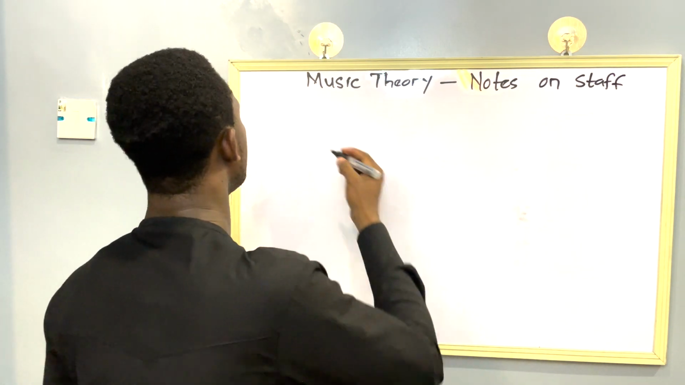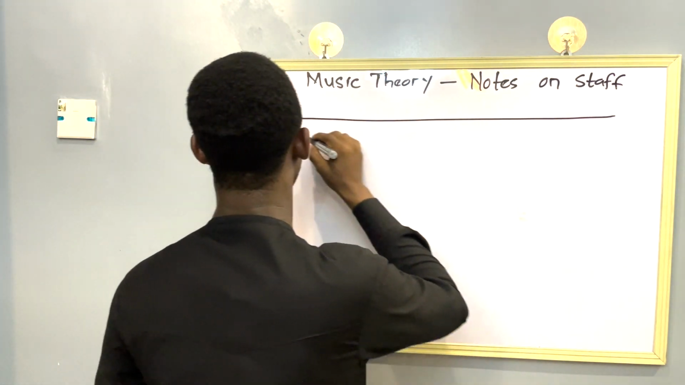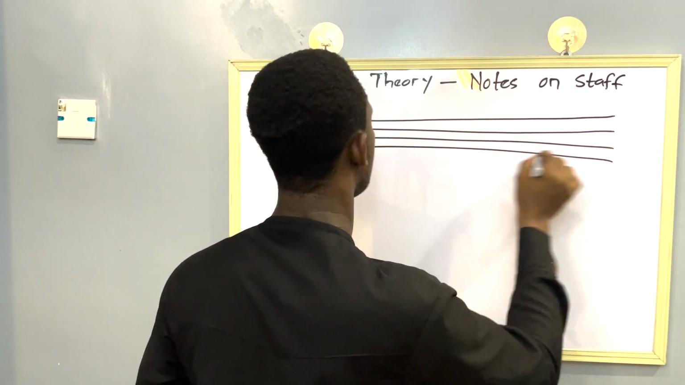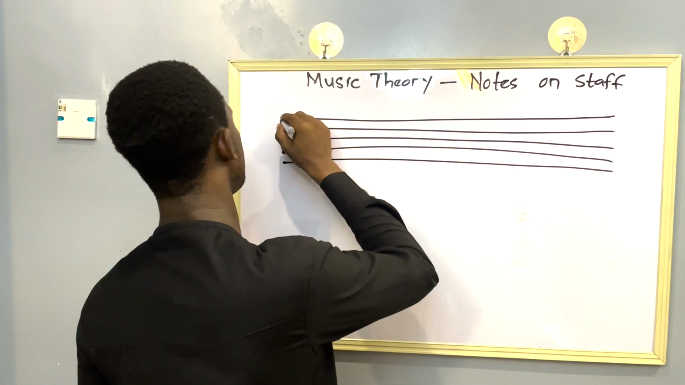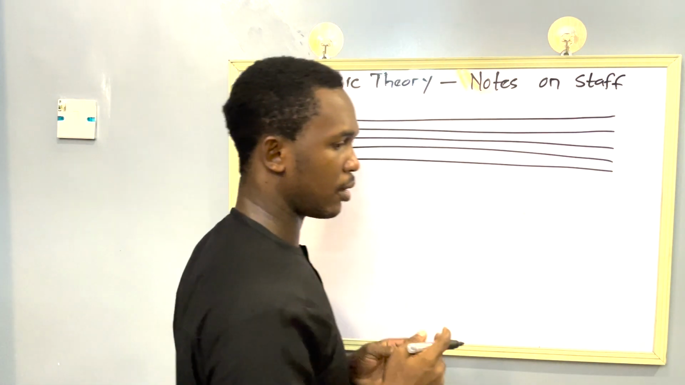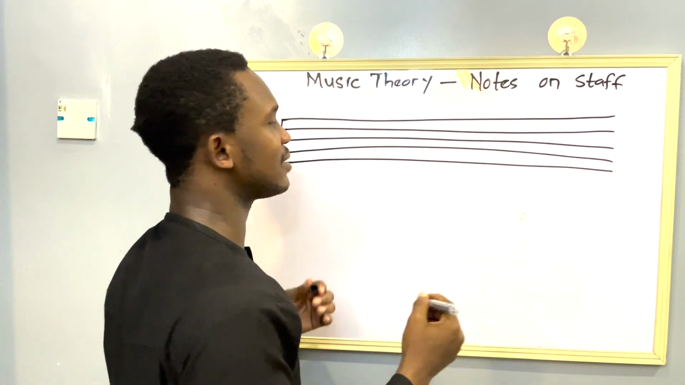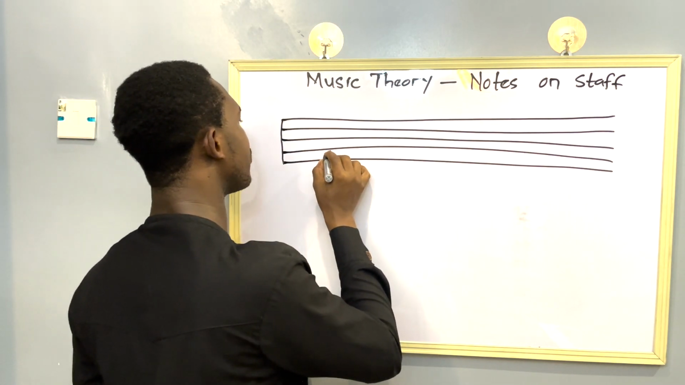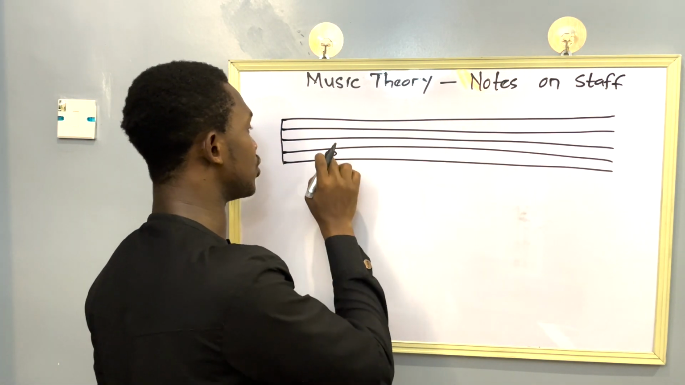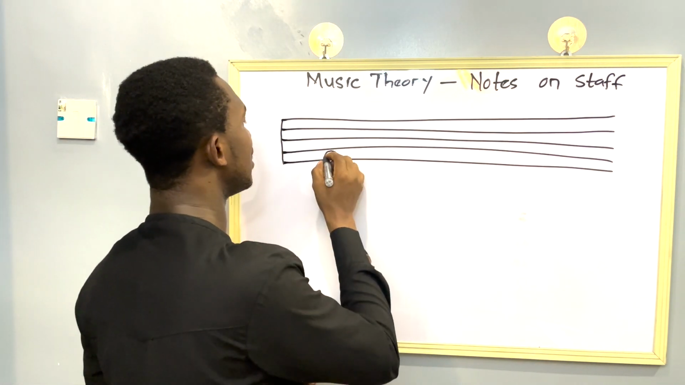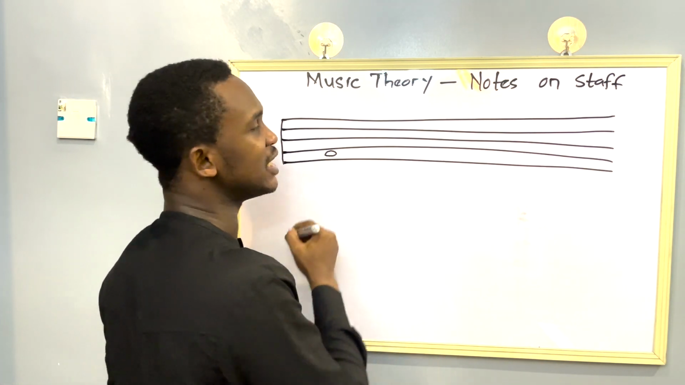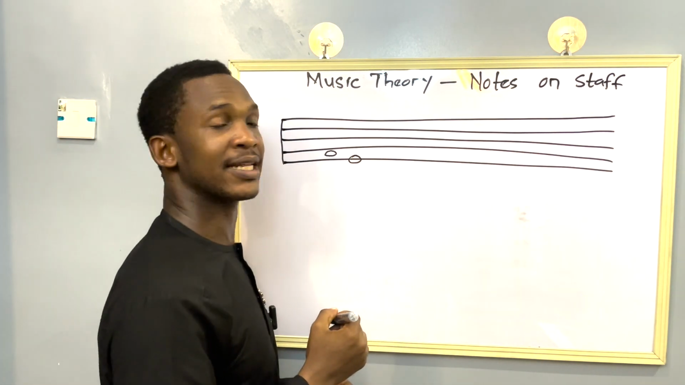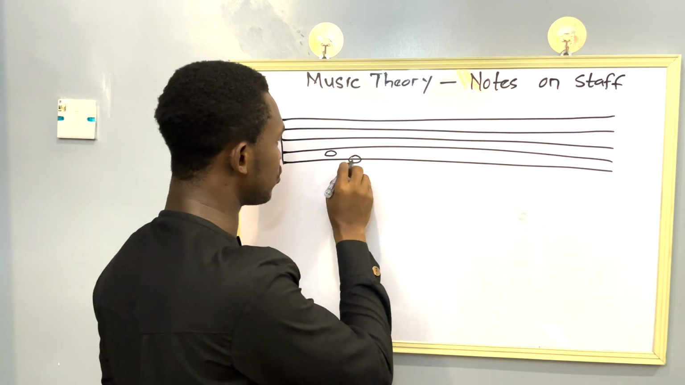So let me first of all draw a staff. Five lines, four spaces. Okay, so with this, let's say we want to put a semibreve on this line. When you are drawing a semibreve, you have to make sure that first it is oval, and second, if it is a space note, it must be within the space. Now, if it is a line note, it must pierce through the line. So you see that this line pierces through this note.